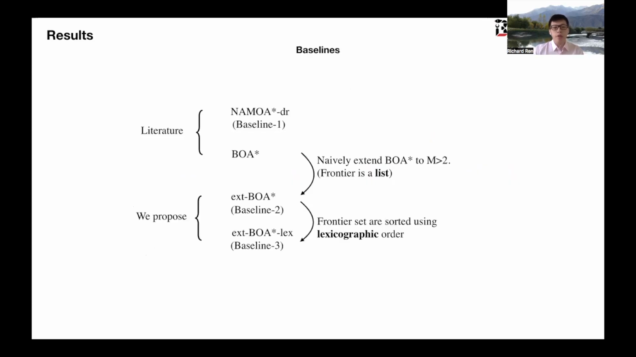Okay, for numerical evaluation, we use 3 baselines in this work. The first one is NAMO A*-DR from the literature. The second baseline is a naive extension of BOA* to handle an arbitrary number of objectives. Specifically, the frontier set is represented as a list. And then the third baseline further improves the second baseline by using the lex order to sort this frontier list.